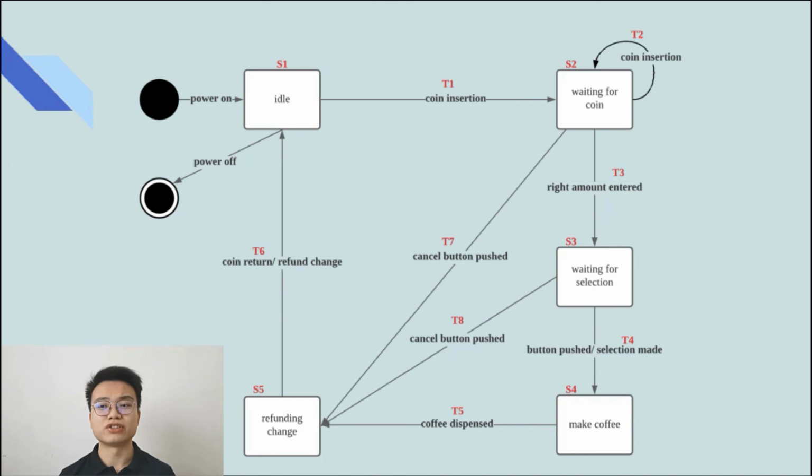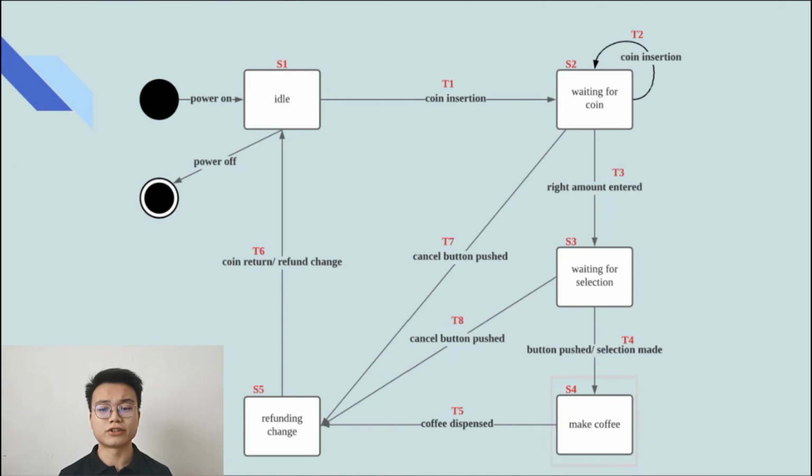After the right amount has been inserted, the coffee vending machine transitions from S2 to S3. So we draw a transition line, label it as right amount entered, and to state 3, which is labeled S3. In S3, the coffee vending machine now waits for the selection from the customers, where the customers will choose their preferred coffee and press the button for the coffee vending machine to transition from S3 to S4.